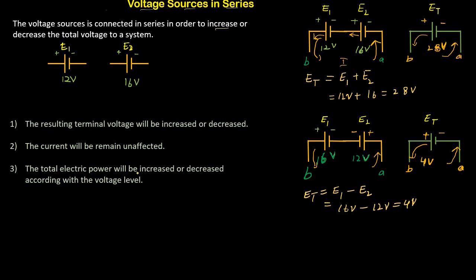The total electric power will be increased or decreased according to the voltage level. As we know, power is equal to I times V. I remains unaffected for the series combination, and the voltage is affected in the series combination of the voltage sources. So if the voltage is increased, the total power would be increased. If the voltage is decreased, the total power would be decreased.